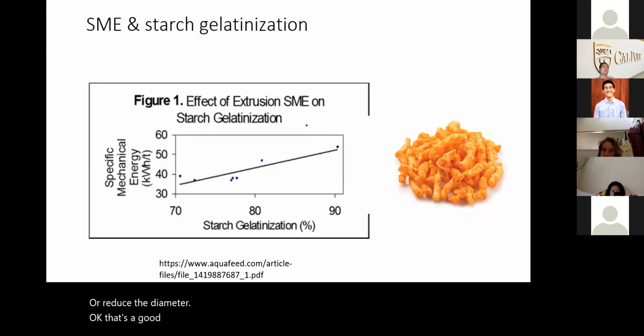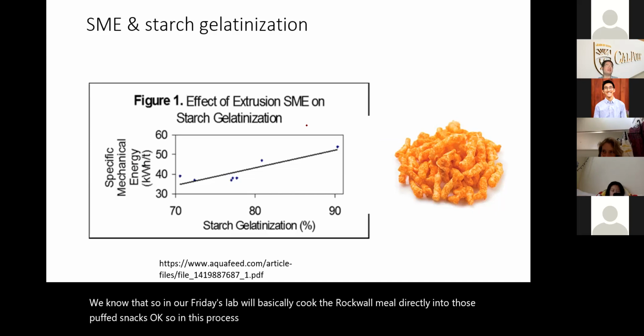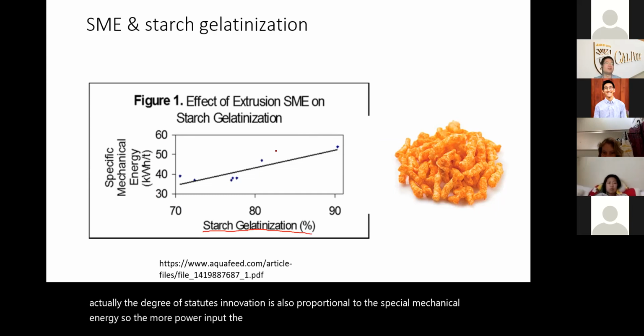All right, so how about the glass transition, gelatinization? In our Friday's lab, we'll basically cook the raw cornmeal directly into those puffed snacks, okay? So in this process, we're actually triggering the starch gelatinization process. And actually the degree of starch gelatinization is also proportional to the specific mechanical energy. So the more power input, the more starch will be converted to a gelatinized version.